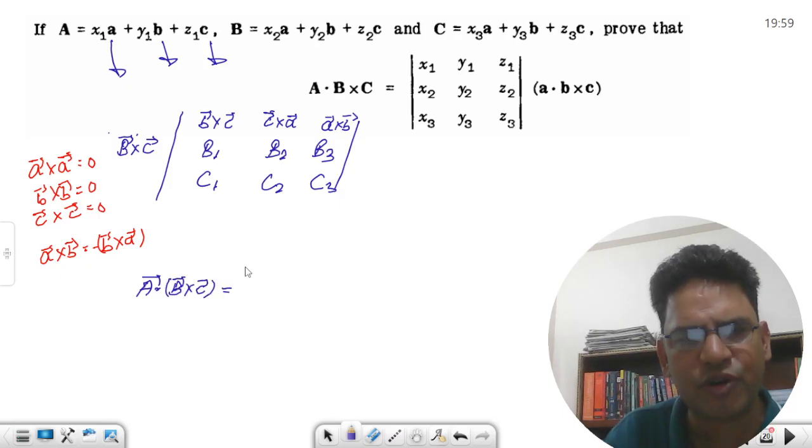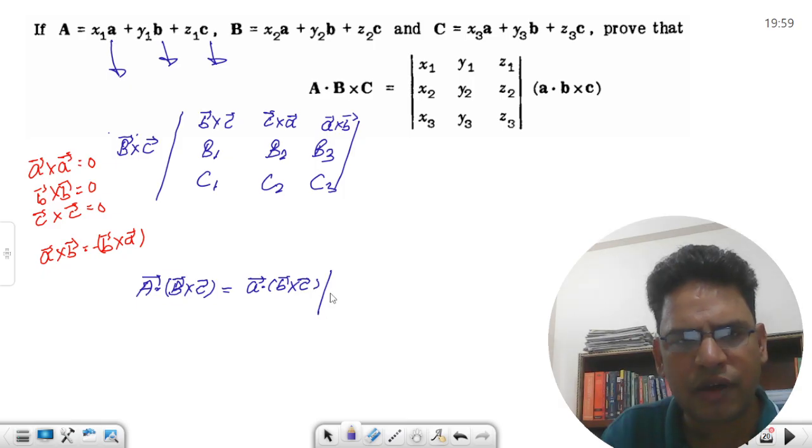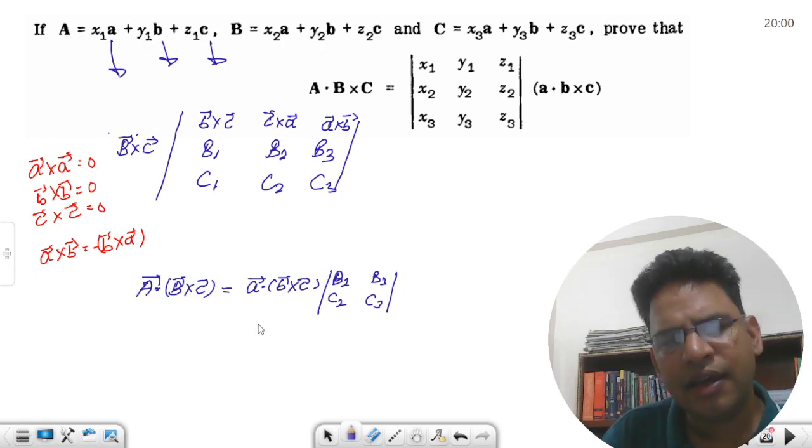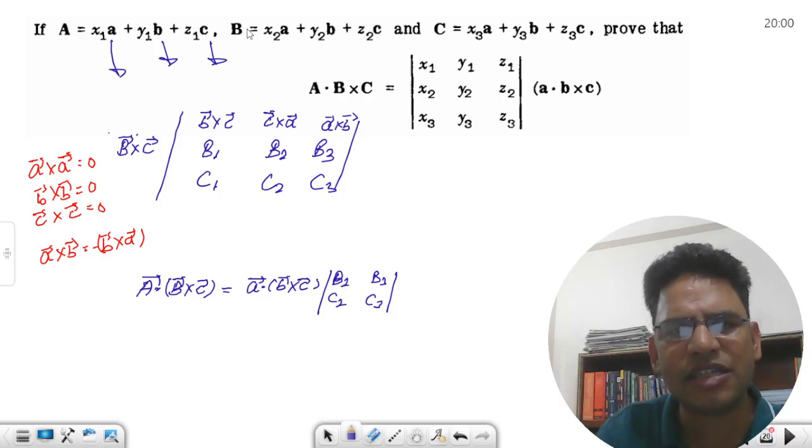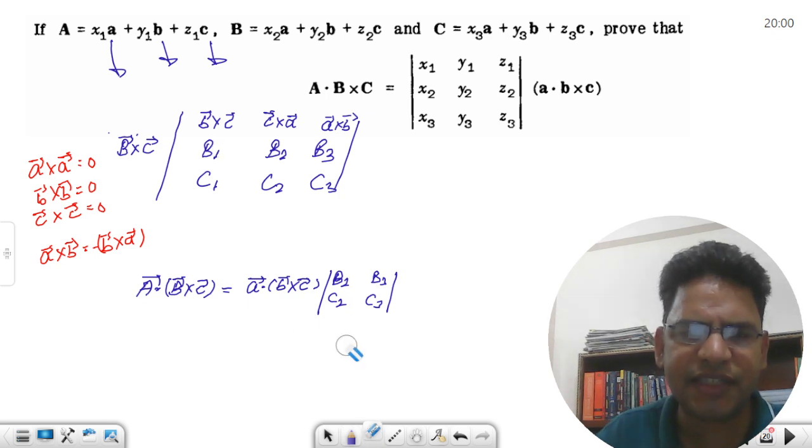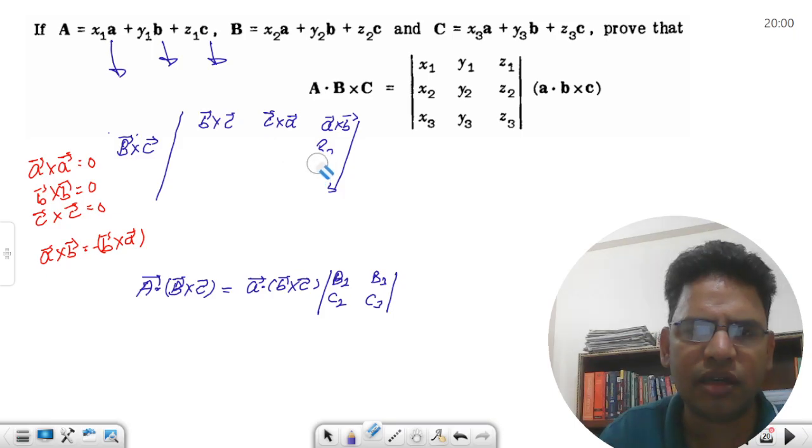Whenever you take the dot product, a dot, this is going to give you the first term a dot b cross c, determinant of b2 c2 b3 c3. And similarly you are going to get the rest. When you write this, the b vector is essentially not the b vector.